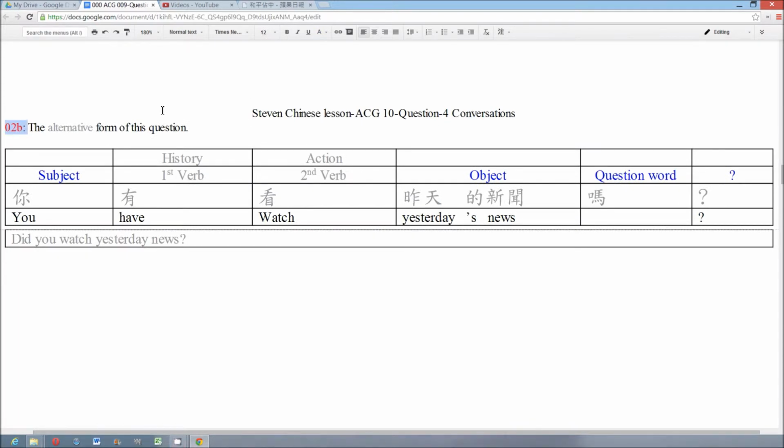This is 2B. It shows another format of this question. For example, 你有看昨天的新聞嗎? Did you watch yesterday's news? The first verb asks about the history of you, and the second verb asks about the action of you. You don't have to use the verb not to be, and put the question word ma at the end of the question.